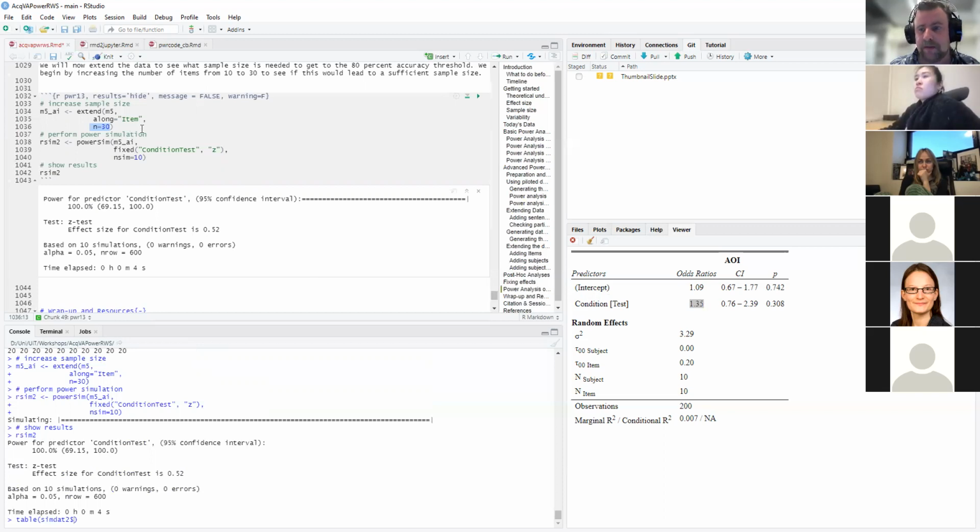Right? So 10 people, not enough power. And if we don't find a significant effect, we don't know whether it's because we don't have enough data or whether there is no effect. Now, if we increased our sample size to 30, then we would have enough power. And if we still found no significant effect, then we could say that's because the effect really isn't there.